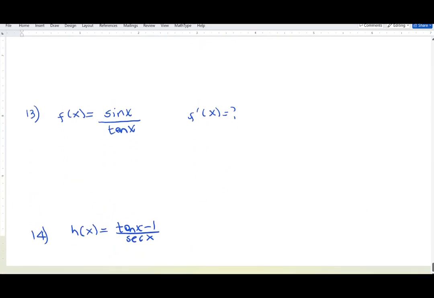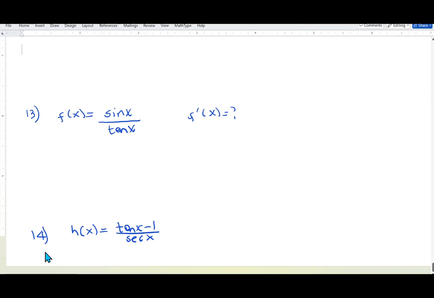Okay, number 13. We have f of x equals sine x over tangent x, and we will take the derivative of that quantity. Again, you might say, okay, this seems like a quotient rule example. It turns out if you try to use the quotient rule, it's extremely tedious. So my hint to you is, can you try to do that problem first by simplifying the ratio, simplifying the sine x over tangent x. How could we do that?